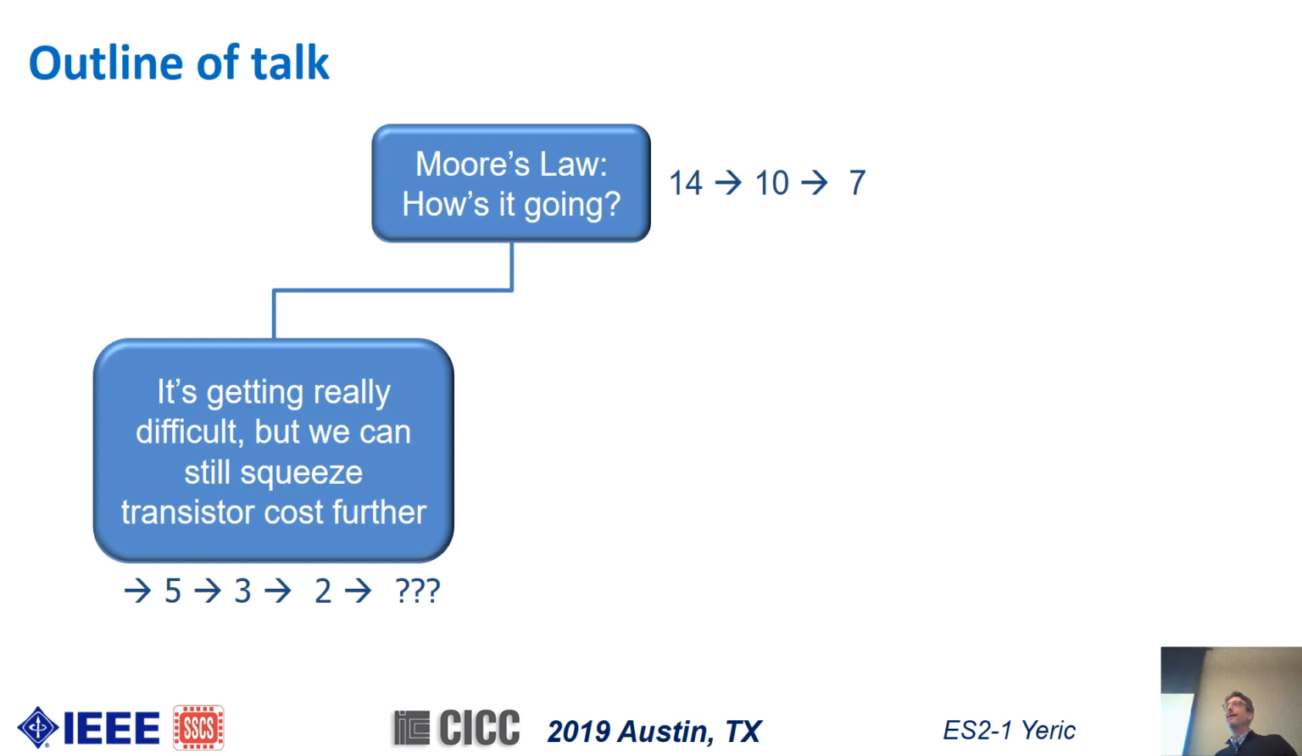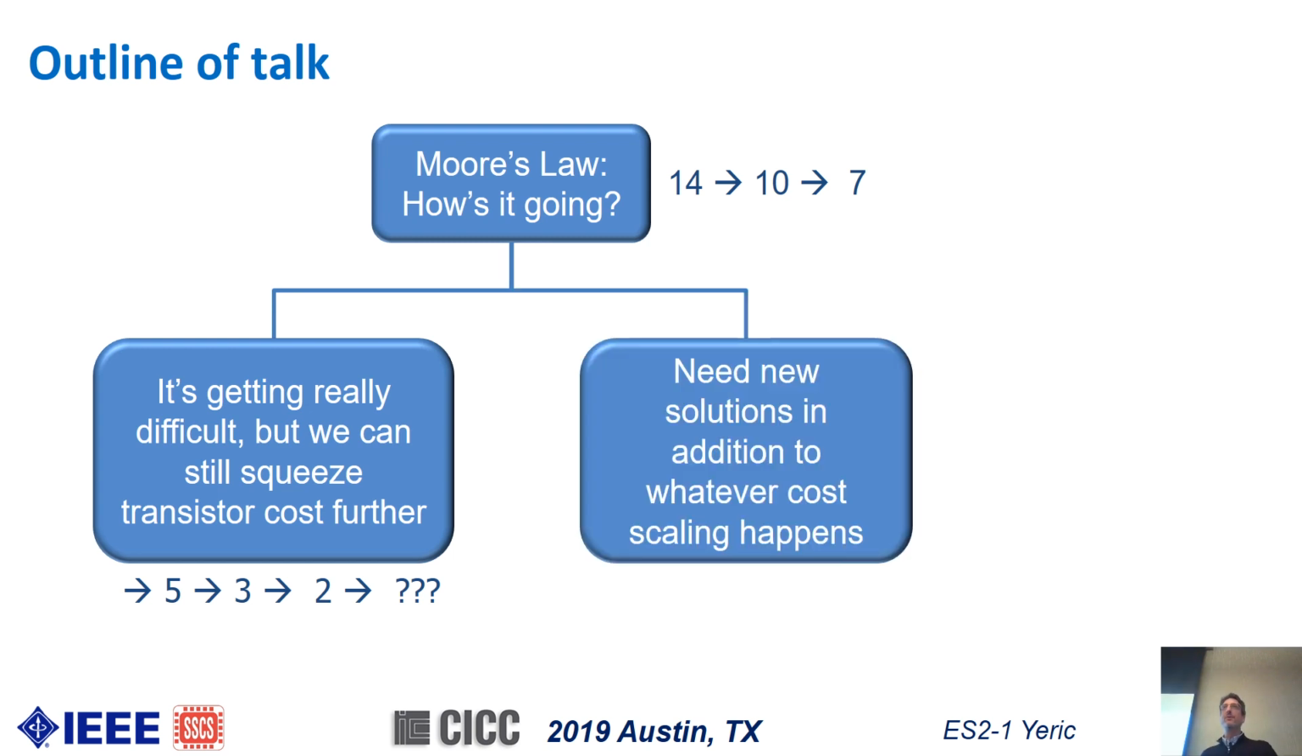One school of thought is we're going to find a way to keep doing what we do well, which is shrinking transistors. And then there's another school of thought that that isn't going to be enough, that we're going to have to do some other things. And those are colloquially often known as more Moore and more than Moore. I'm going to talk about both of these.